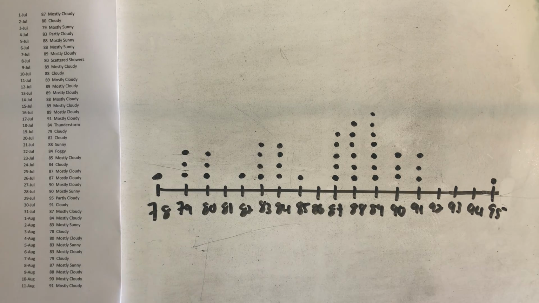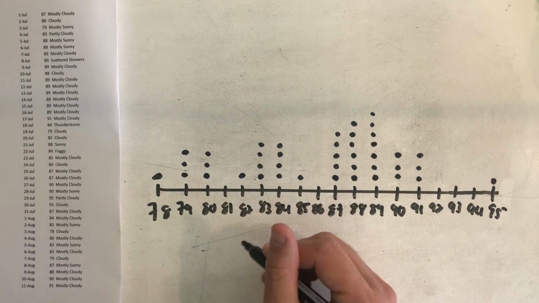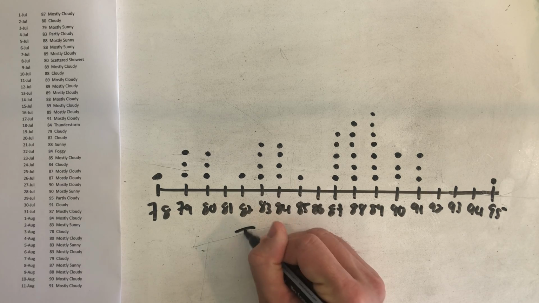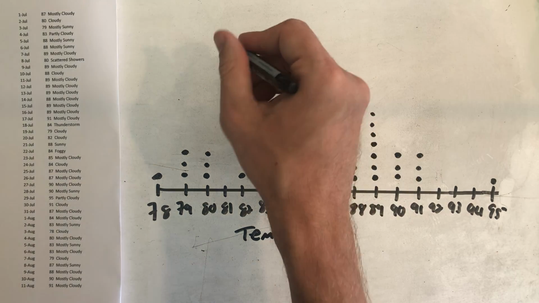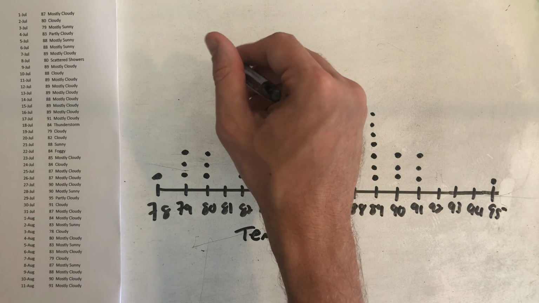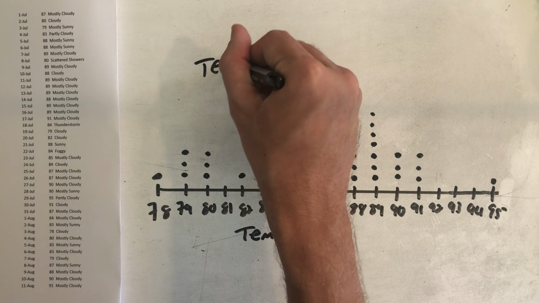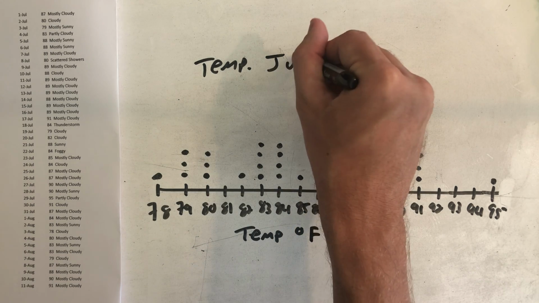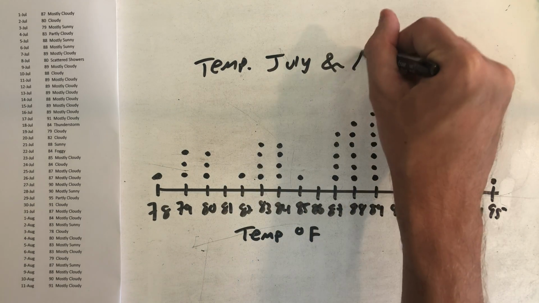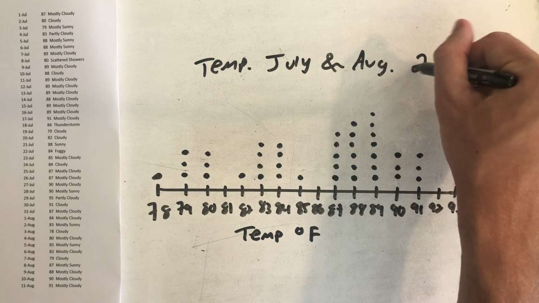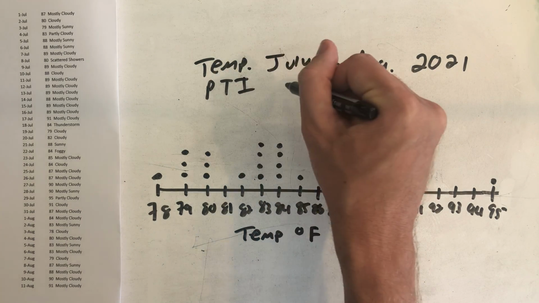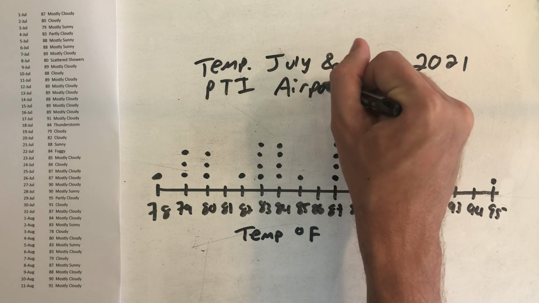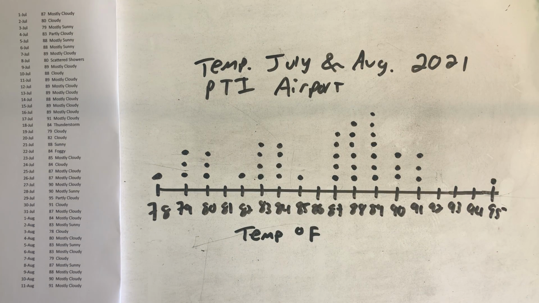Anytime we have a graphical representation of data, we should label everything. So I should label this axis: temperatures in degrees Fahrenheit. And you should title graphs. These are temperatures from July and August of 2021 from Piedmont Triad International Airport. So that's how we construct a dot plot.